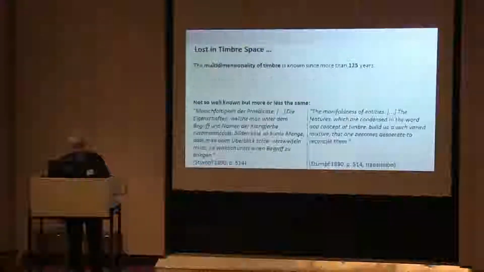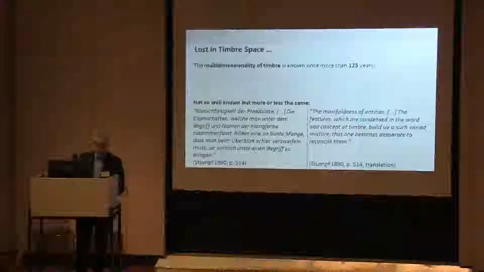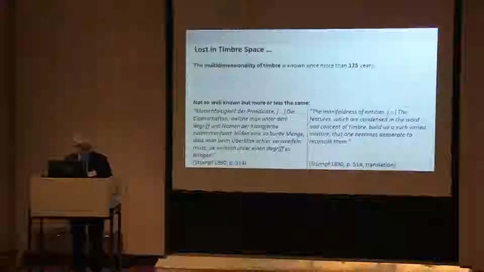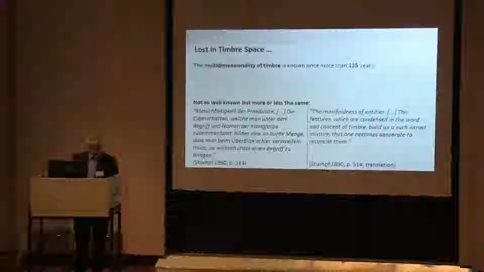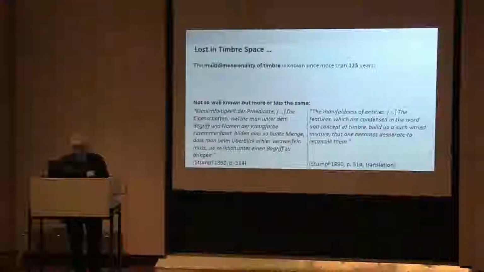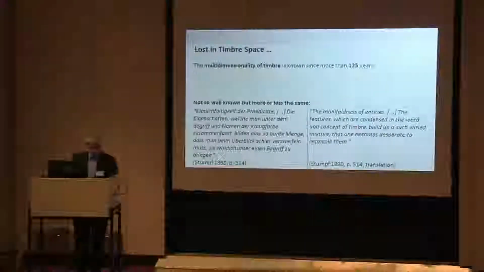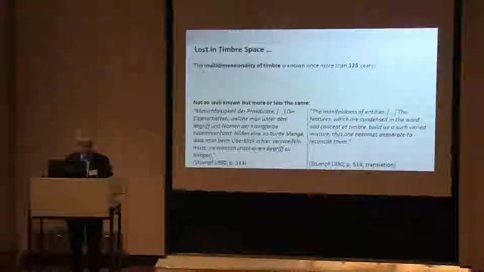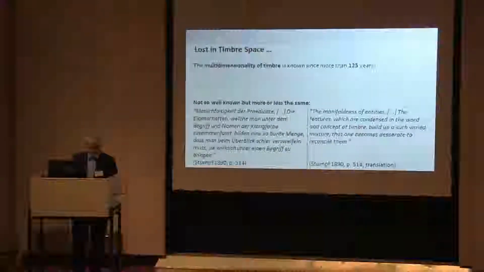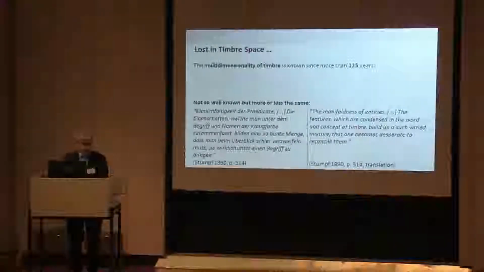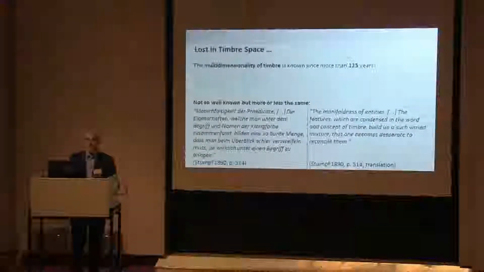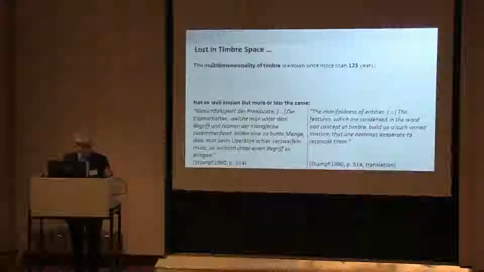And nearly 60 years before that, Karl Stumpf came to the same conclusion about the multidimensionality of timbre in 1890, when he was writing about the manifoldness of entities in the second volume of his Tonpsychologie. In this context he also proposed the first three timbre dimensions: brightness from dark to bright, roughness from dull to rough, and whiteness from thin to white.